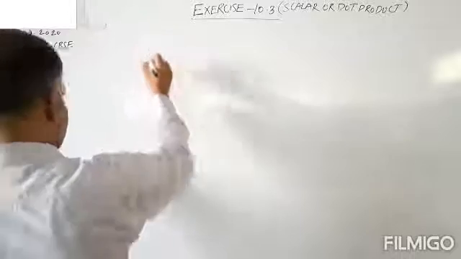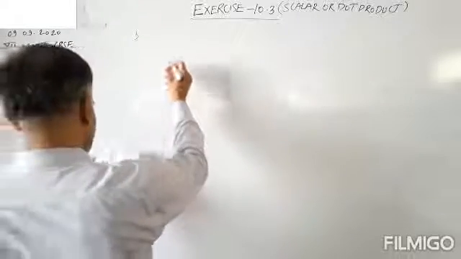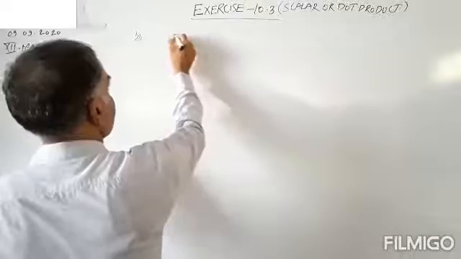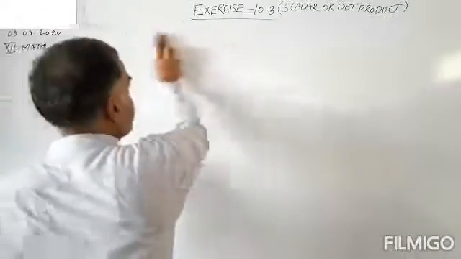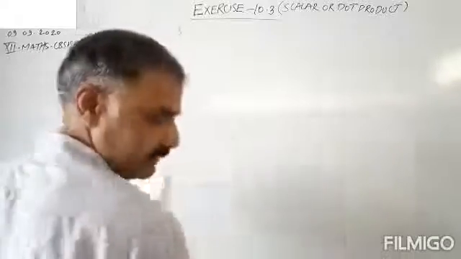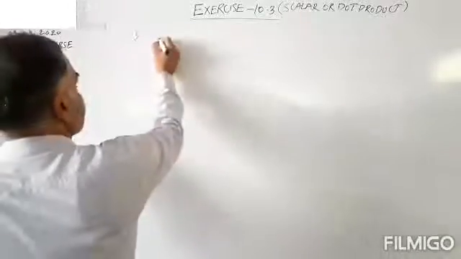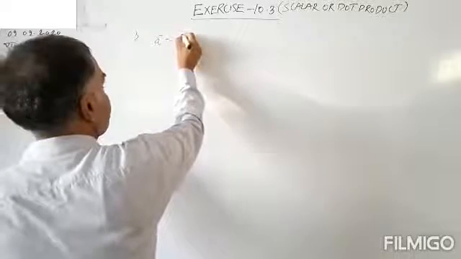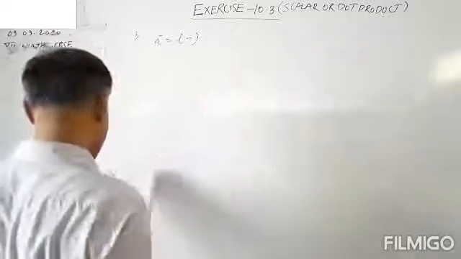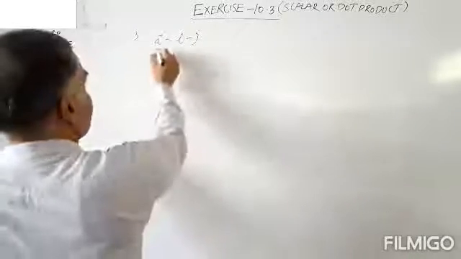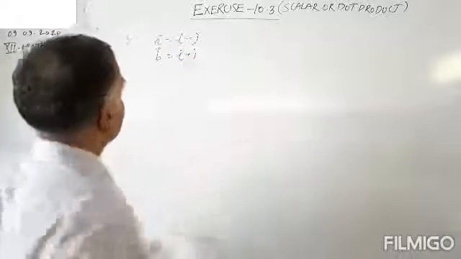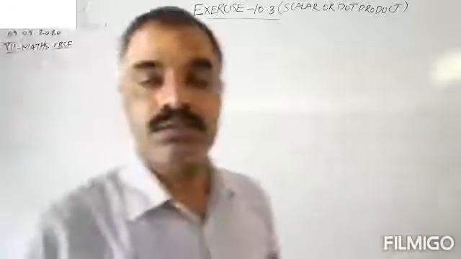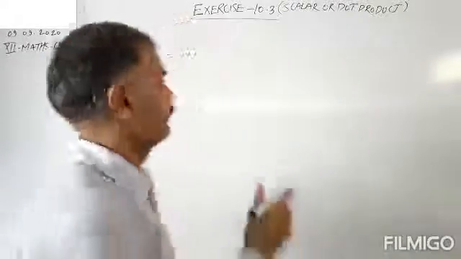Question number third is: find out the projection of the vector a vector. A vector is given as i cap minus j cap. And b vector is given as i cap plus j cap. Okay, so we have to find out the projection of a vector on vector b.